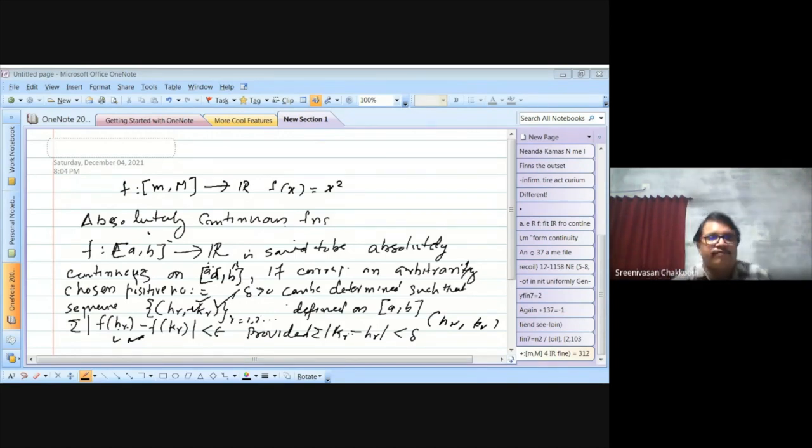You can make the total fluctuation for the sequence of non-overlapping intervals less than epsilon. For every epsilon greater than zero, there is a delta greater than zero such that for every sequence of non-overlapping intervals hr kr defined in a closed interval AB, the total fluctuation corresponding to the collection of non-overlapping intervals can be made smaller than epsilon if the total length of the intervals is smaller than delta. That is the idea of absolute continuity.